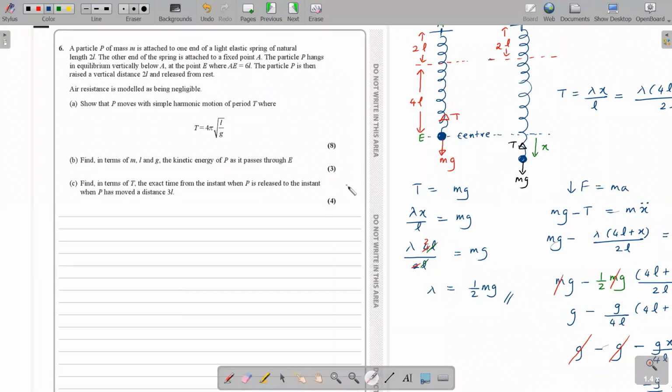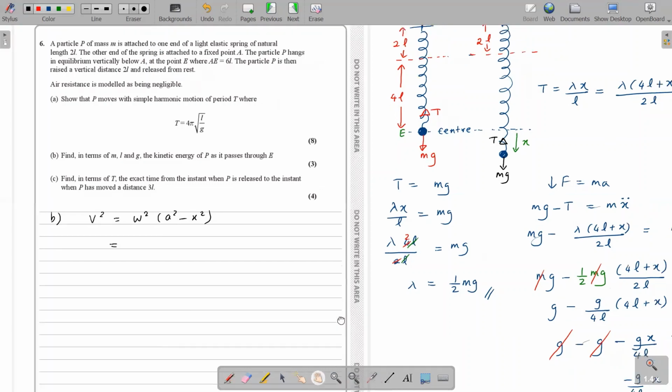So moving on to part B, find in terms of M, L, and G the kinetic energy of P as it passes through E. So E is the center. When you pass through the center of your simple harmonic motion, it means you are traveling at the maximum velocity. So for part B, I will use the equation v squared equals omega squared times (A squared minus x squared). I want to find the velocity at point E, so it's the maximum velocity because it's the center.